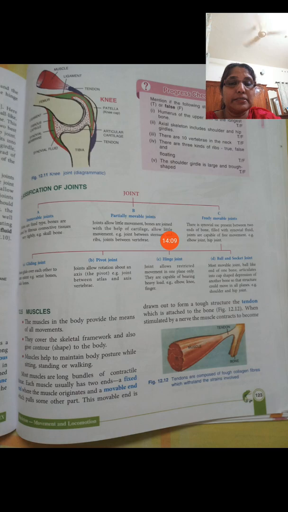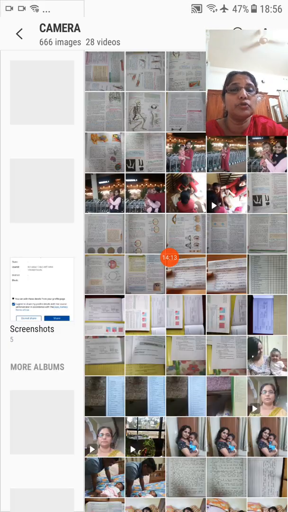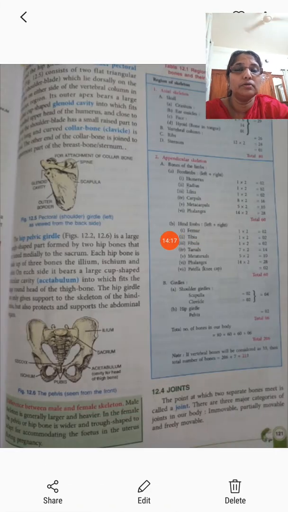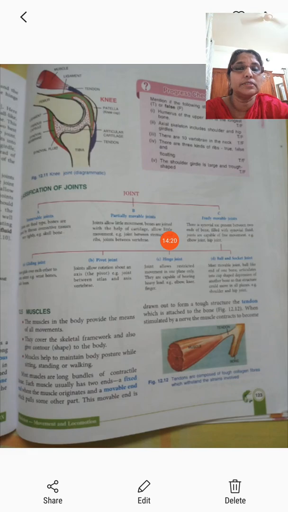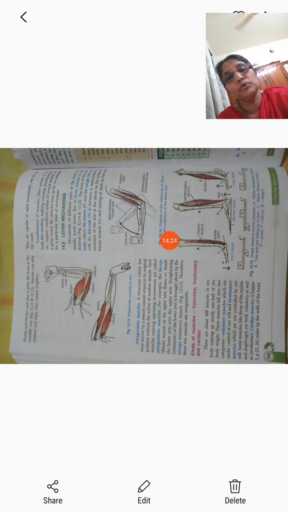Then muscles, skeletal muscles, are really helping us to move.